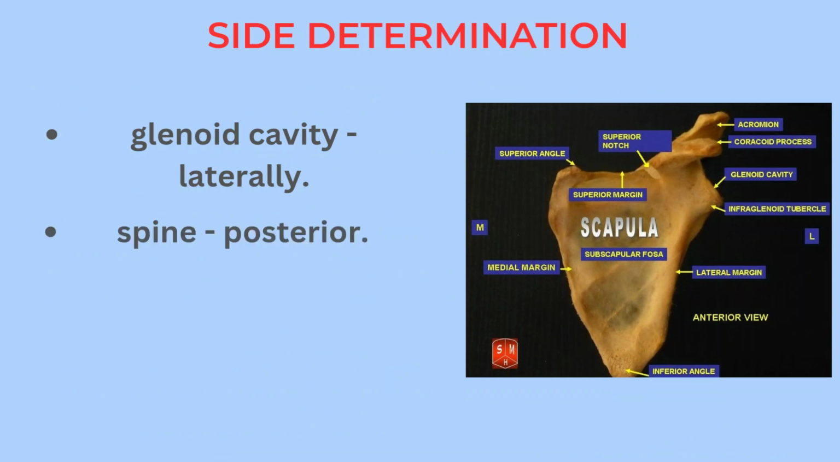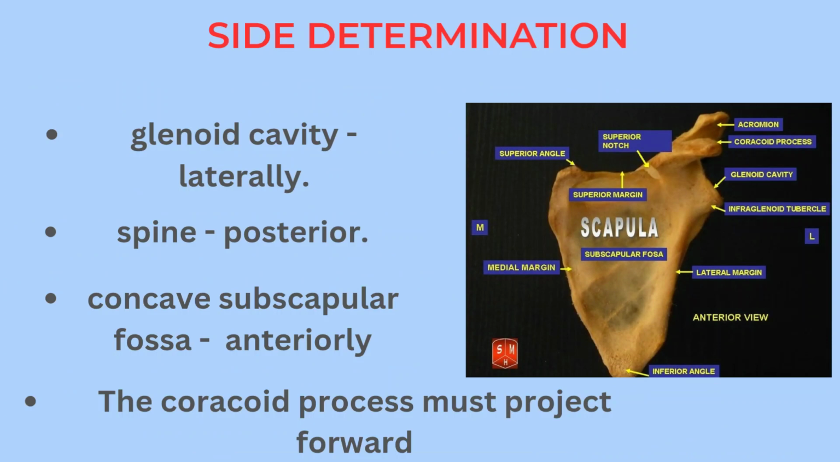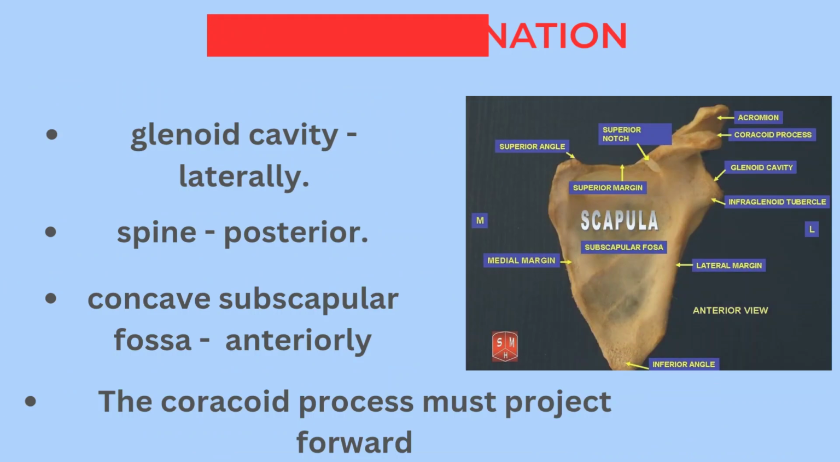Step 2. The spine must be posterior. Step 3. The concave subscapular fossa must face anteriorly. Step 4. The coracoid process must project forward. Now check orientation. If the glenoid cavity is on the right side, it is the right scapula. That's it.